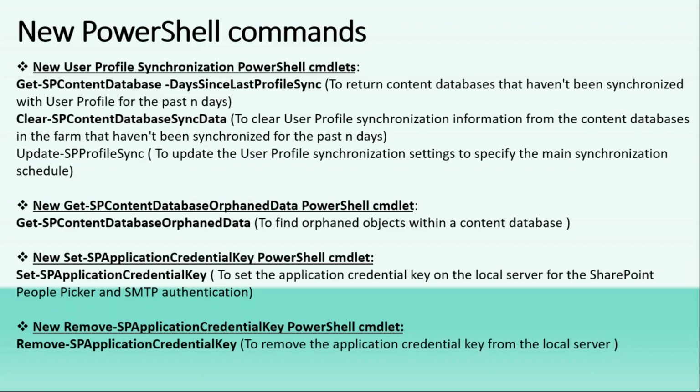Then we have Set-SPApplicationCredentialKey, which is mainly used to set the application credential key on the local server for the SharePoint people picker and SMTP authentication. And we also have Remove-SPApplicationCredentialKey to remove the application credential key from the local server. You have to be very mindful while running the last command, because this could really break your environment. So these are the new PowerShell commands, but please make sure you practice this in a test environment before you use it on your production after the GA.